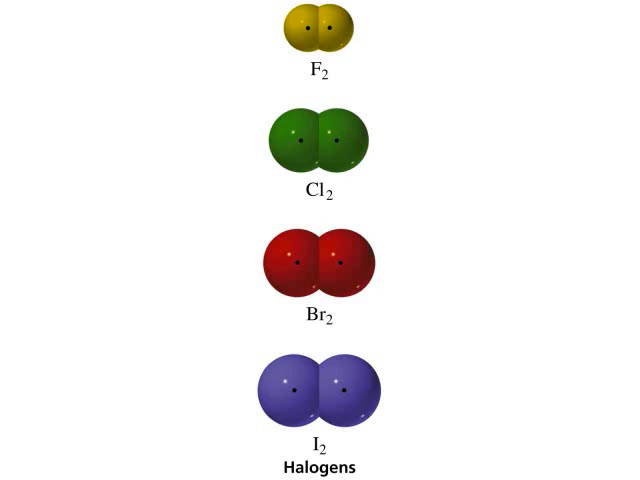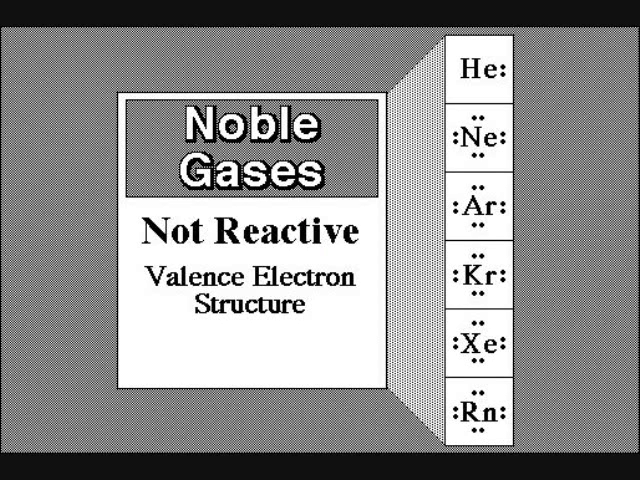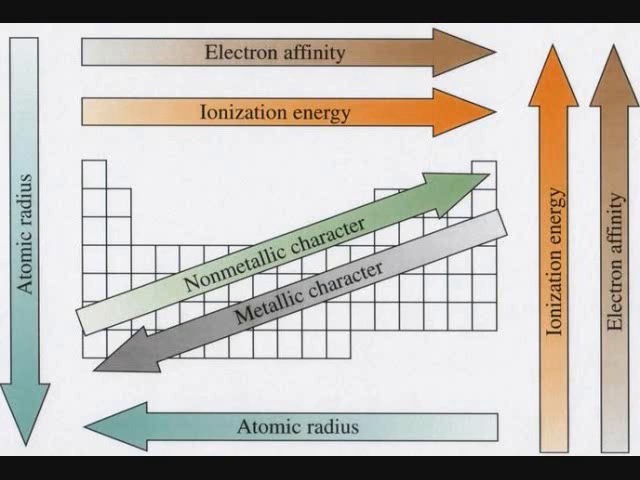They are diatomic molecules, meaning they form a two-atom molecule with themselves, so they exist as F2, Cl2, Br2, and I2. Last but not least, we have the noble gases, which have a full valence shell and do not easily react. So metals are on the left, and nonmetals are on the right of the periodic table.